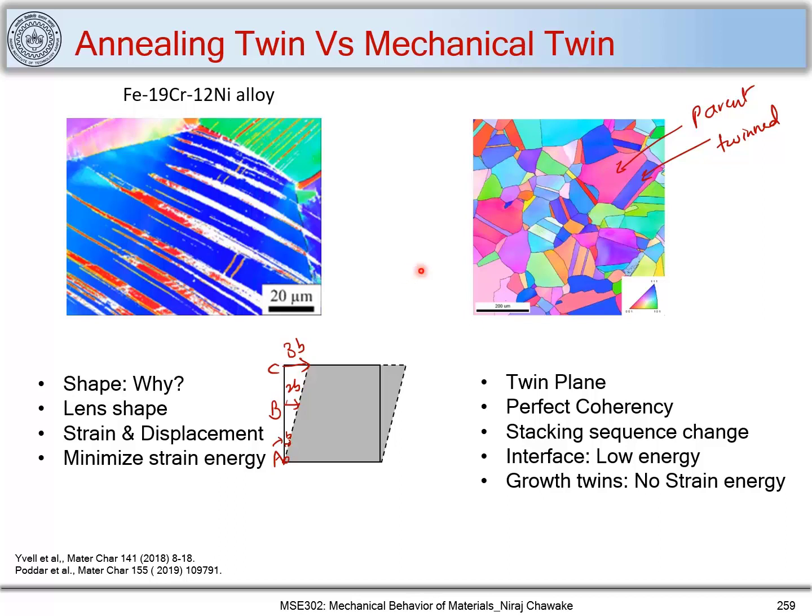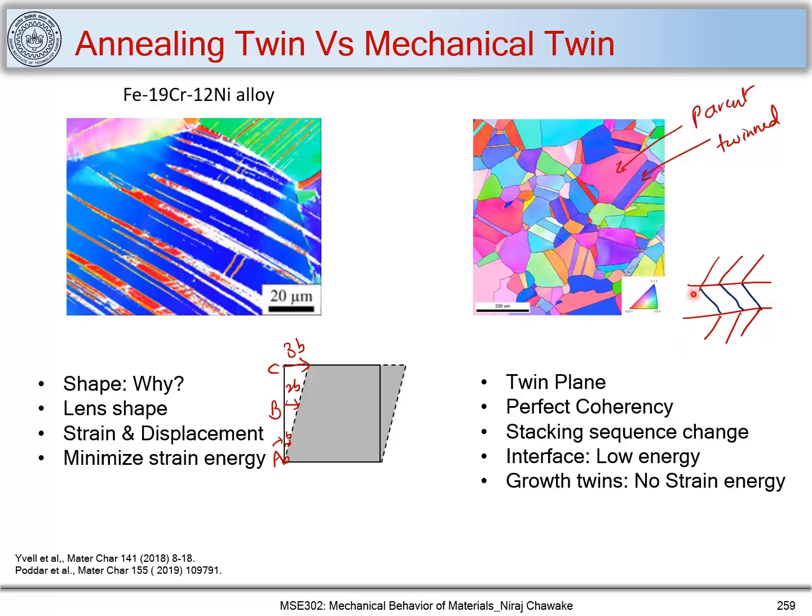Now let's look at the annealing twin. You have this annealing twin which has a twin plane, and across this twin boundary you have perfect coherency. Let me draw a schematic for you. Let's say you have this parent material and there is a twinning occurring in this material, and you can see that the twinning has perfect coherency. So we'll have perfect coherency at these mirror planes or twin planes.